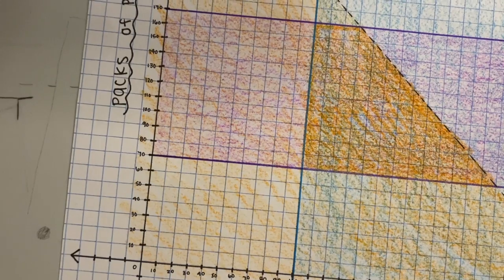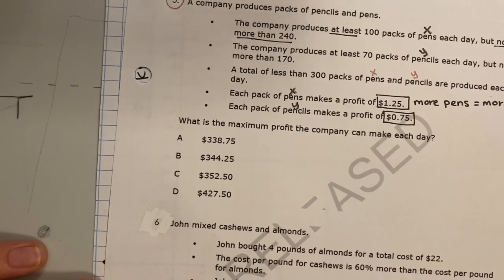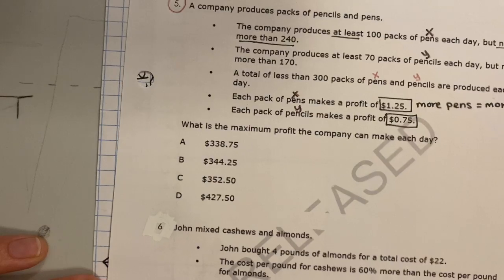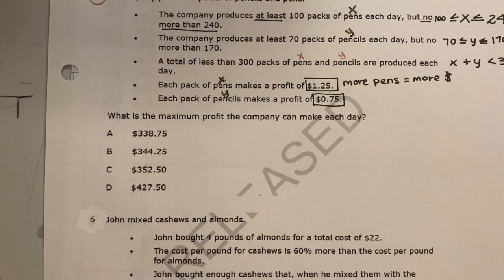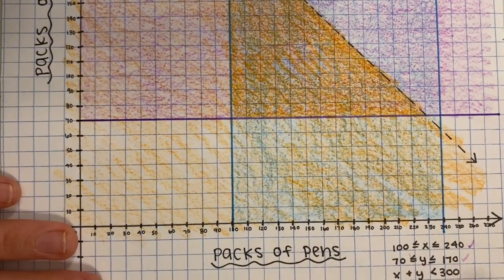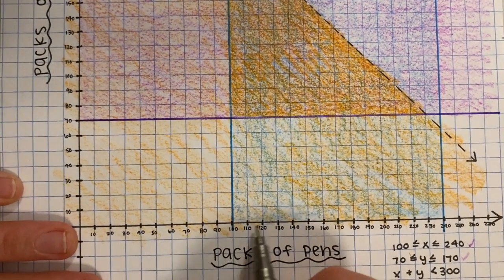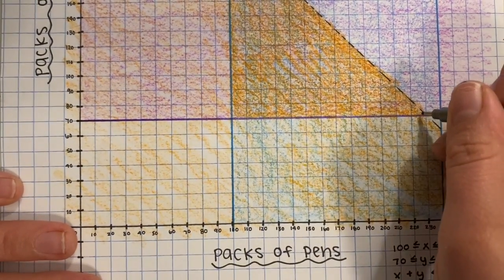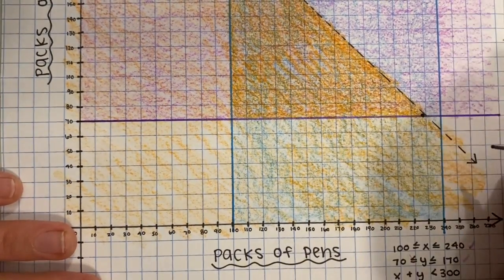Now I need to think back to what my question was. My question says, what's the maximum profit the company can make each day? So if we're trying to maximize profit, we want the greatest number of pens because pens sell for more. So I'm going to look at my graph. I'm going to think, okay, this is my packs of pens. So I want this maximized. I want to be as close to this corner as possible.